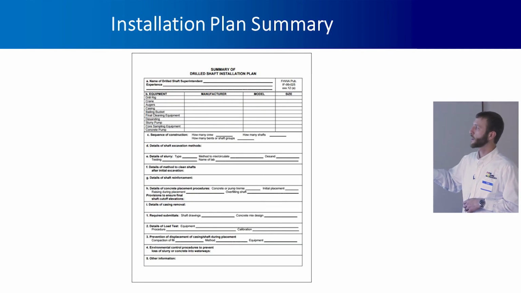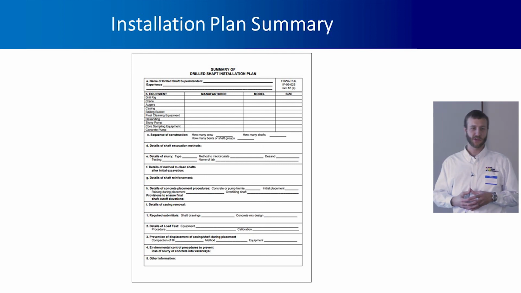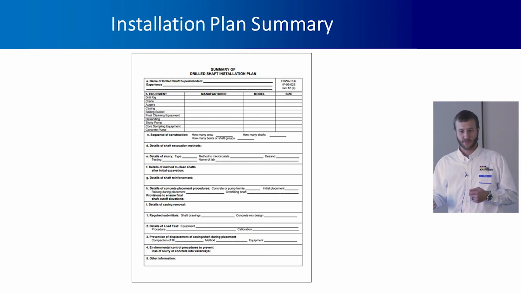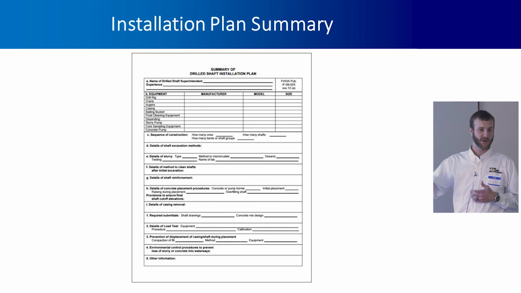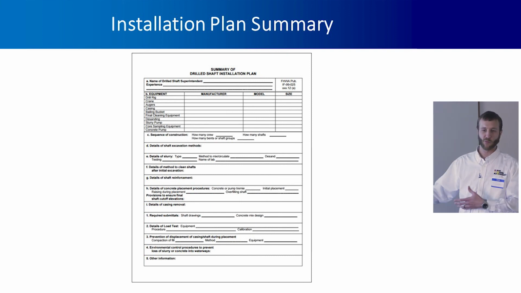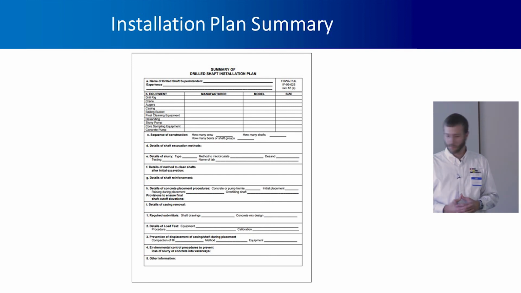This is intended as a real simple drilled shaft installation plan template, but as an inspector, you might use this form to go through when you're inspecting the contractor's equipment and going through their installation plan, recording what they've put out and using it as a way to document what's in their installation plan and what has shown up on site, and does it all line up.